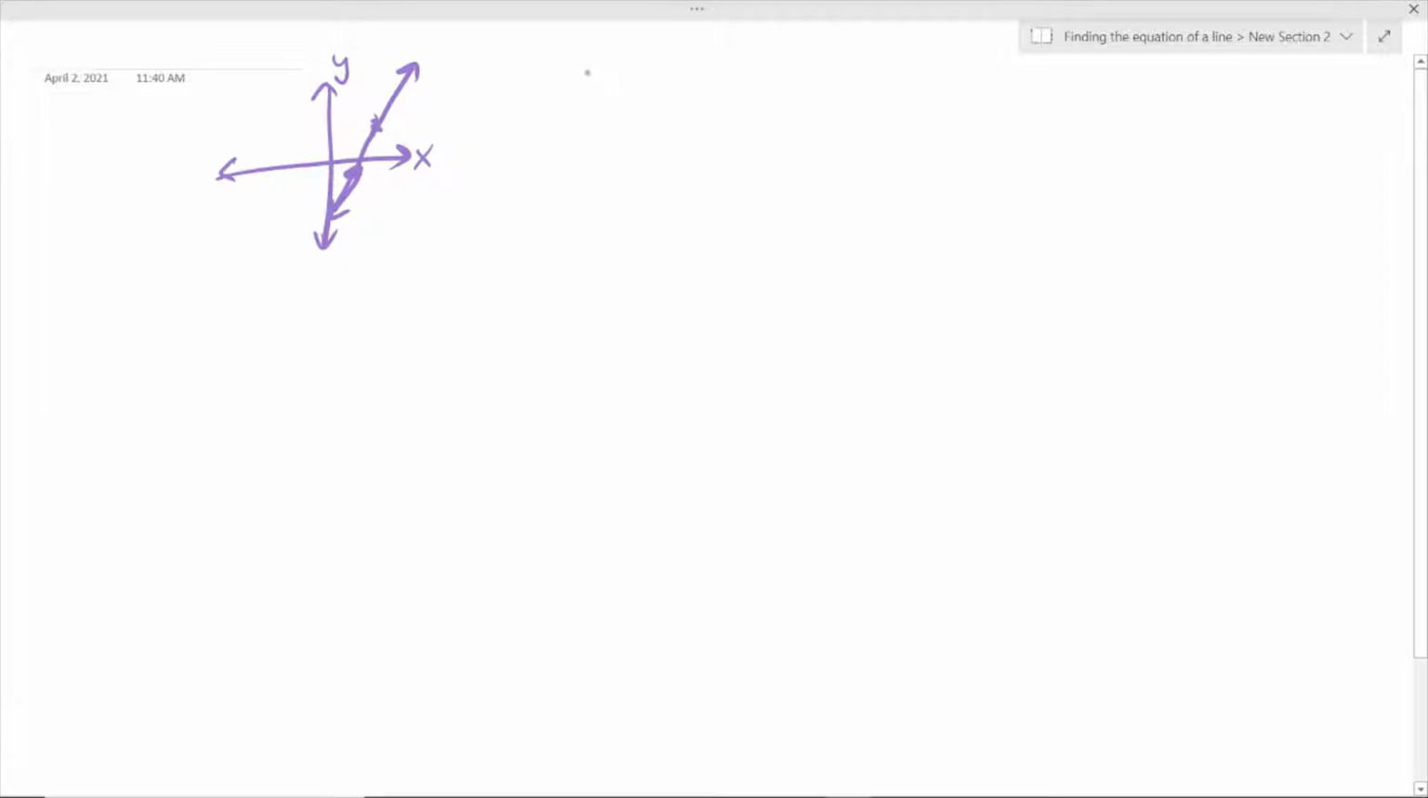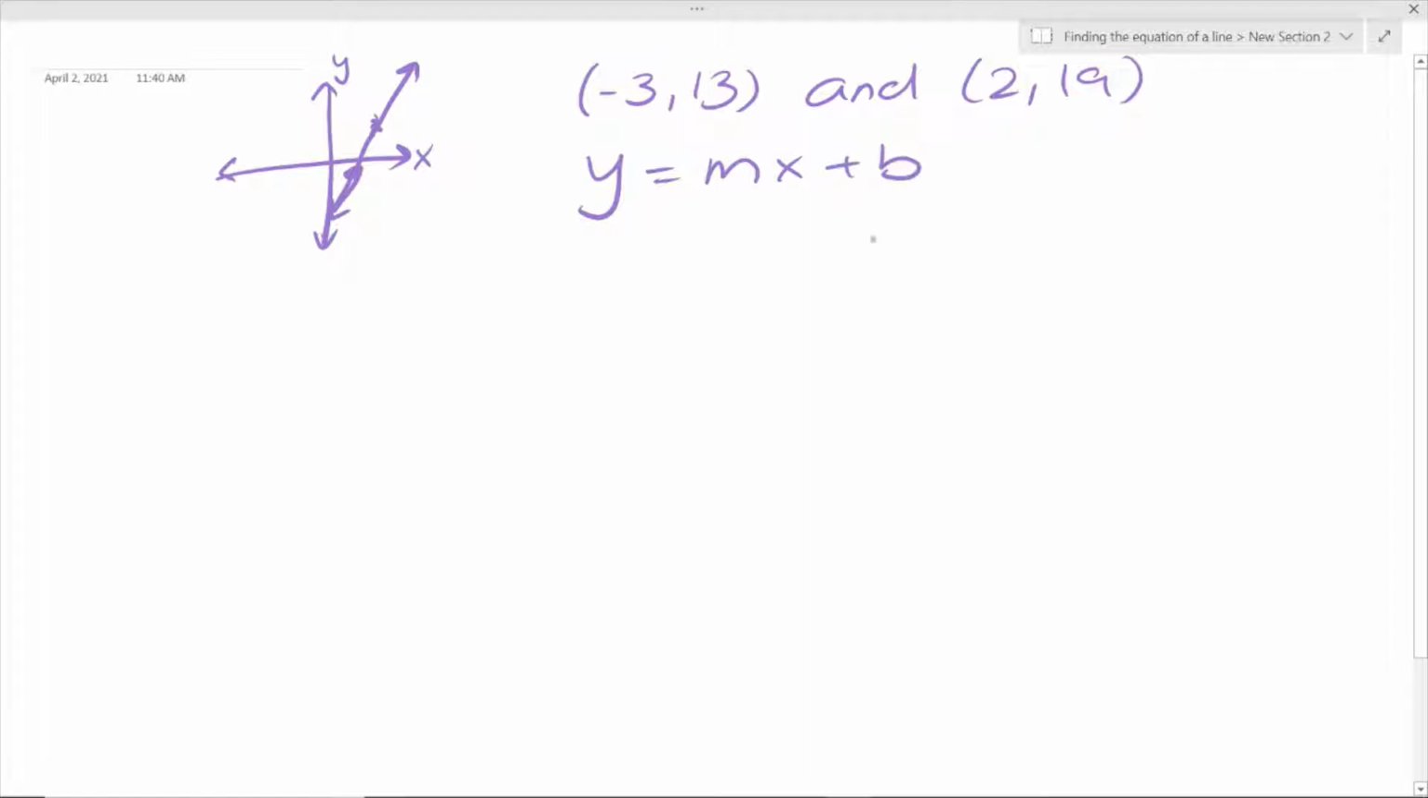So let's say our points are given to be -3, 13, and 2, 19. So we have to find the equation of the line that passes through these 2 points. Okay, so we know that the equation of the line has the form y equals mx plus b.